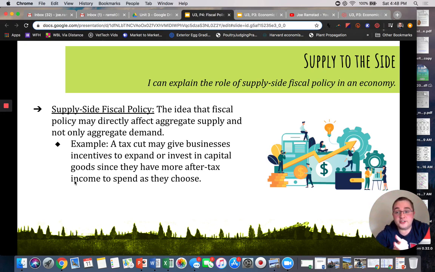But to introduce this next concept, supply-side fiscal policy is the idea that fiscal policy may directly affect aggregate supply and not only aggregate demand. Okay, an example of supply-side fiscal policy would be a tax cut. And in this tax cut, we would be giving businesses incentives to expand or invest in capital goods since they have more after-tax income to spend as they choose.